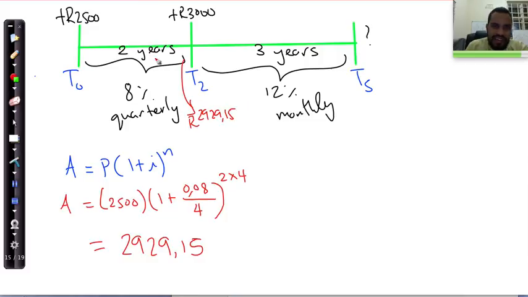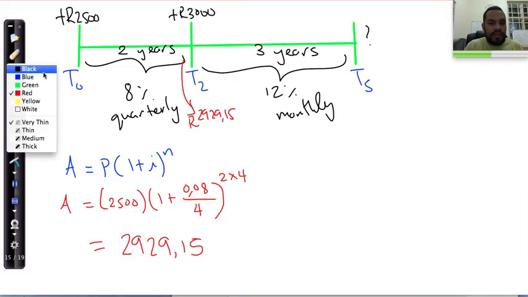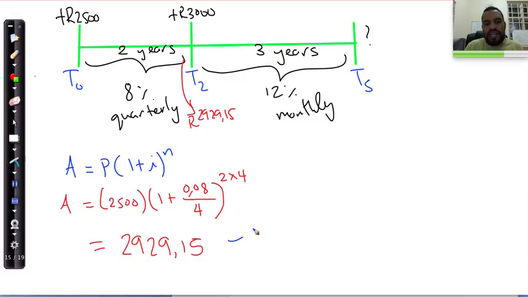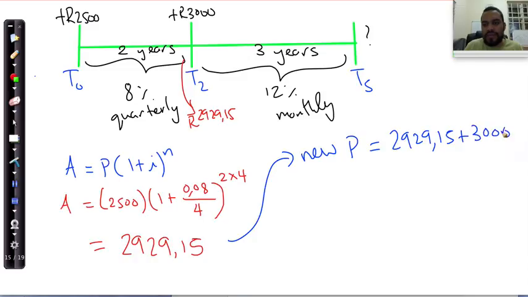Now that's the value of my 2-year investment, but I now need to add an additional 3,000 rand to it. And so I'm going to call that the new P. We're taking this and we're going to say new P is equal to the old value of the investment at that particular time, plus the 3,000. It's going to be 2929,15 plus 3,000 rands. And that's going to give me 5,929 rands and 15 cents.